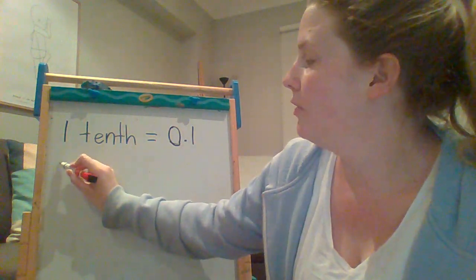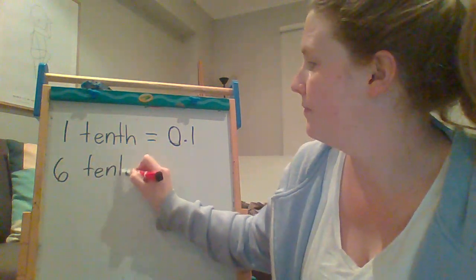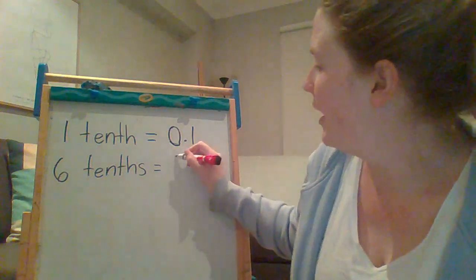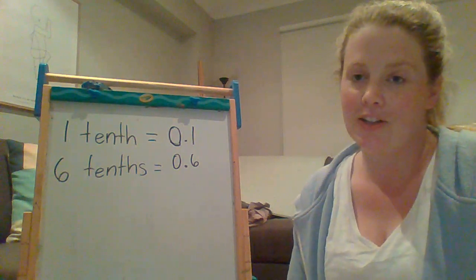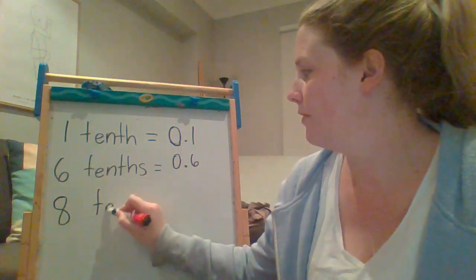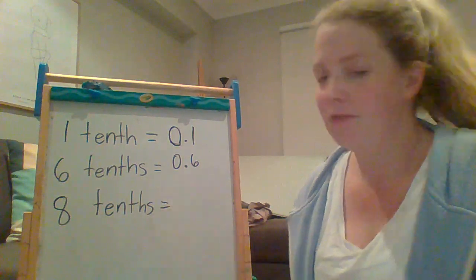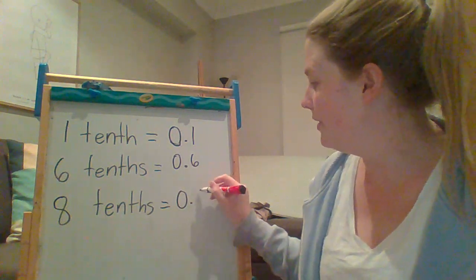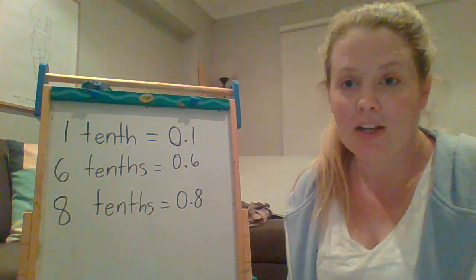If I had written in words 6/10, how would you write that as a decimal? If you had a 0, a decimal point, and a 6, you'd be right. Let's do one more before you start this activity. So we've got 8/10 written in words. How would we write that as a decimal? 0.8. Excellent.